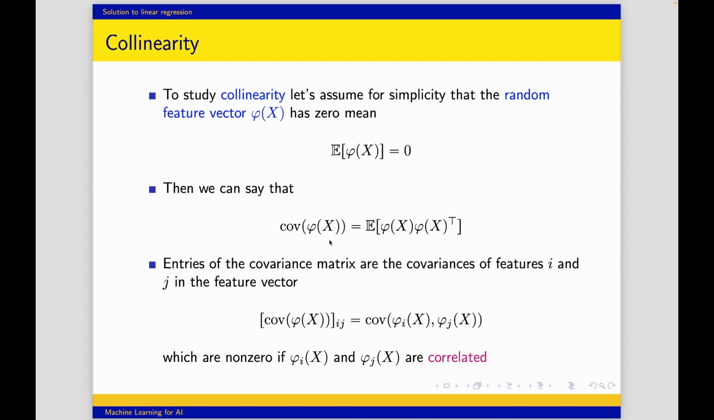Now, entries of this covariance matrix, as I say, are the covariances of features i and j in our feature vector psi of x for some random x. And these are going to be non-zero only if these are correlated. So if psi i and psi j are correlated, this covariance will be non-zero. Or equivalently, we can define a correlation, right, which is a normalized covariance.